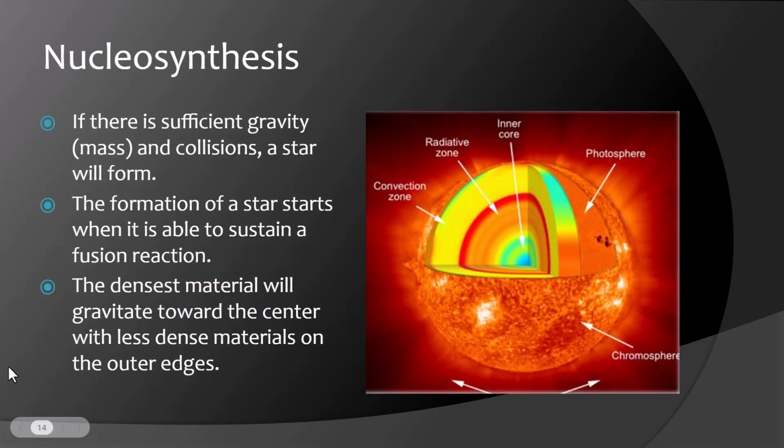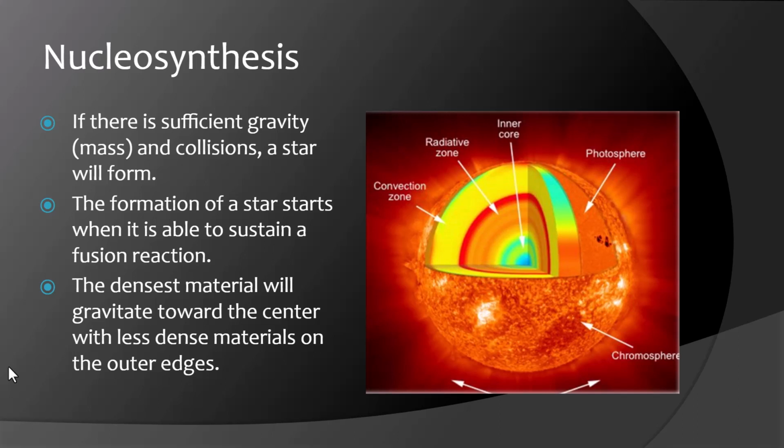When they congregate, if they have a sufficient amount of gravity and bring themselves closer and closer together, they get bigger and bigger. These collisions will eventually form a tremendous amount of heat from friction, as well as more gravity, because the more mass you have, the more gravity you have. So the formation of stars actually starts when there's enough sustainable fusion reactions taking place. And that happens at approximately 10 million degrees Celsius.